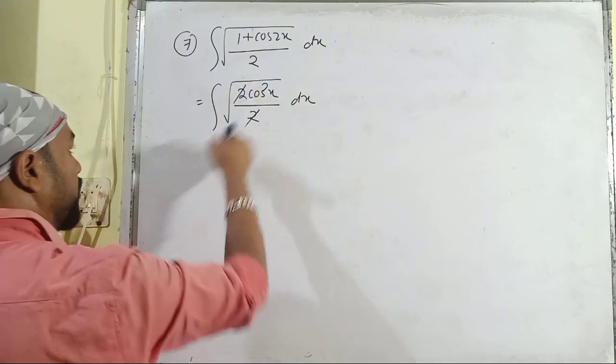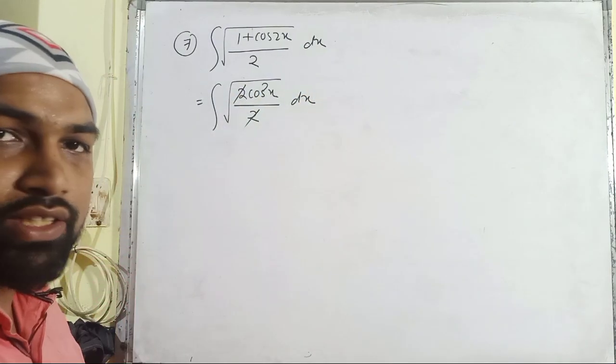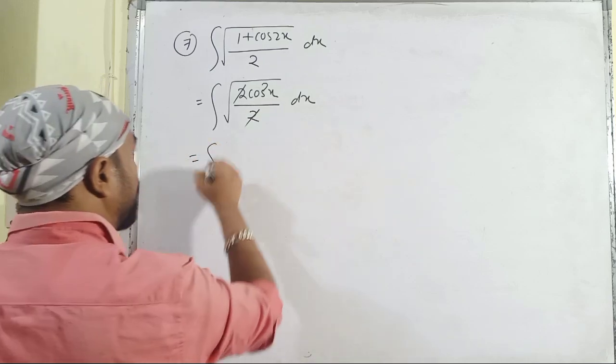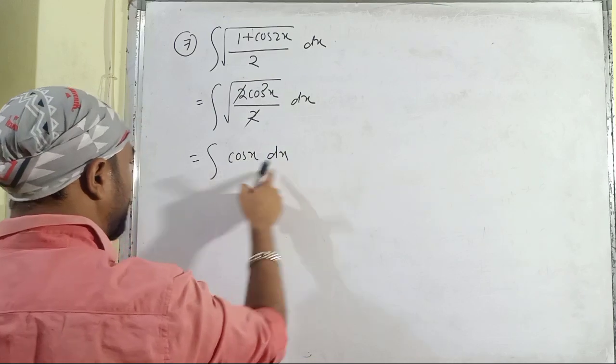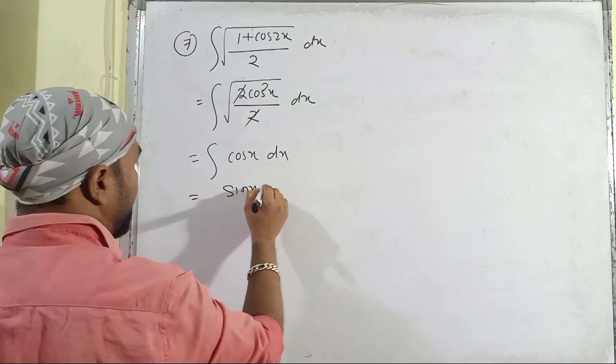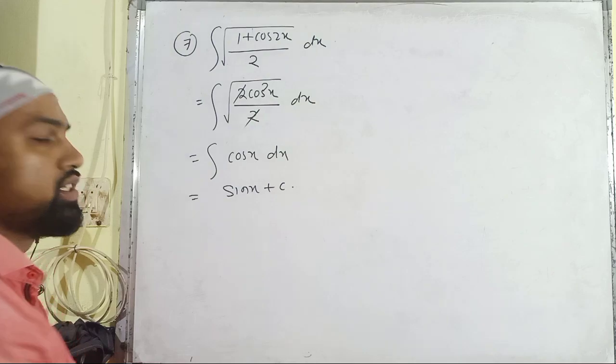Then both of the 2's from the numerator and denominator got cancelled. Then the square root of cos square x is cos x, and its integral with respect to x will be sin x plus any constant c.